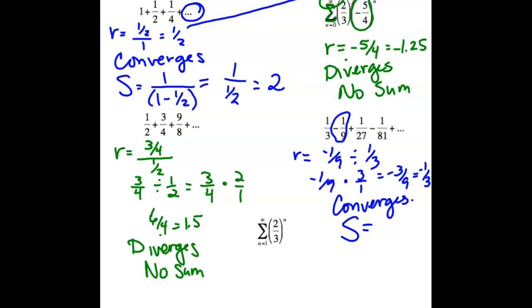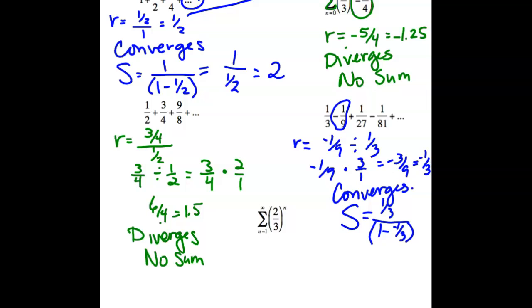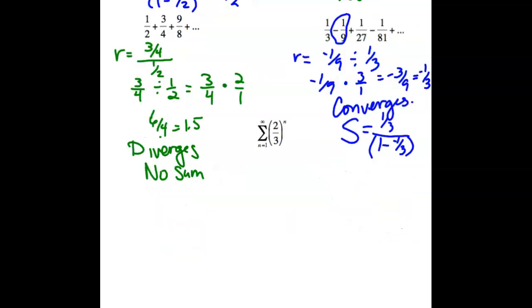All right, our first term is 1/3. We're dividing by 1 minus a negative 1/3. All right. So again, we can do this by hand. We have 1 minus negative 1/3 in the denominator. That would be 3/3 plus another third. This is 4/3. So our sum is 1/3 divided by 4/3, or just 1/3 times the reciprocal. So our sum ends up being 1/4.